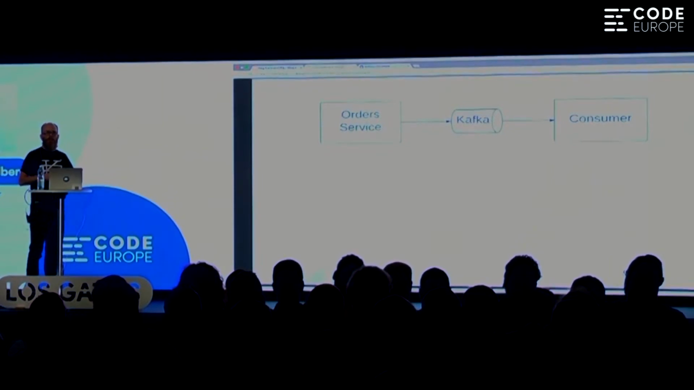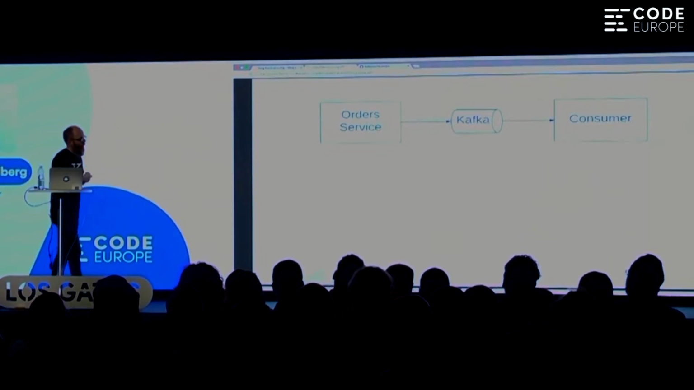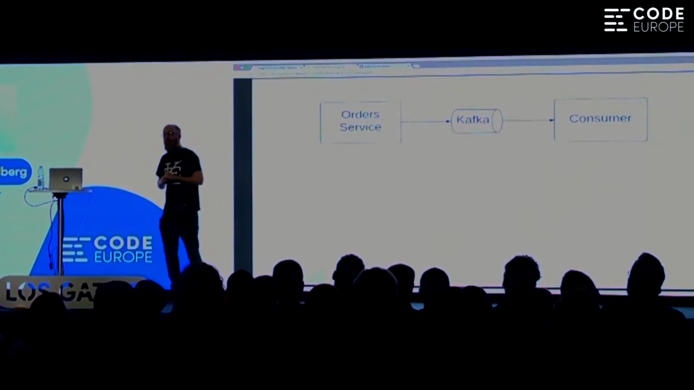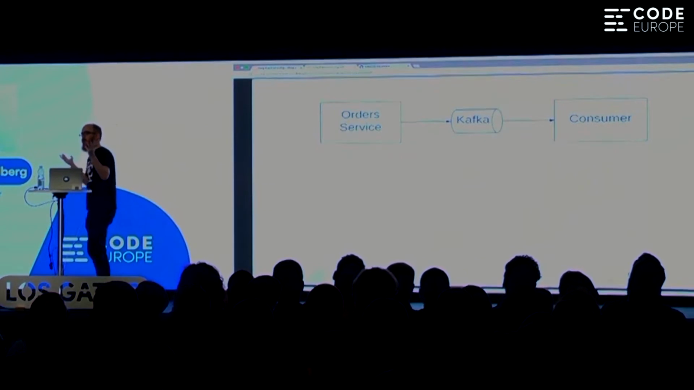This is our setup, a little bit simplified. We have an order service that emits events to Kafka, and we have a consumer doing something useful.